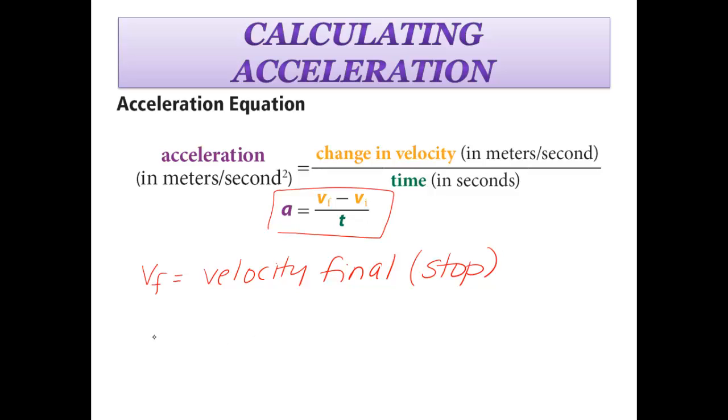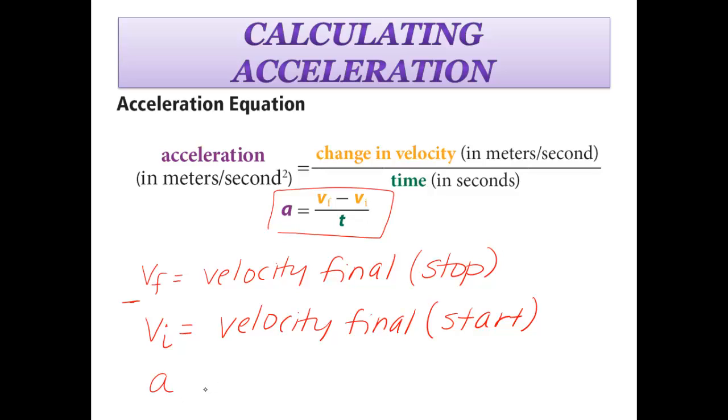And then you have velocity initial. What was the velocity that it started at? Was it moving? Was it standing still when you started the problem? Okay, those are just your two things, and of course you're going to subtract those two. So keep in mind that your overall acceleration can be negative. A can be negative. So there are some little side notes.